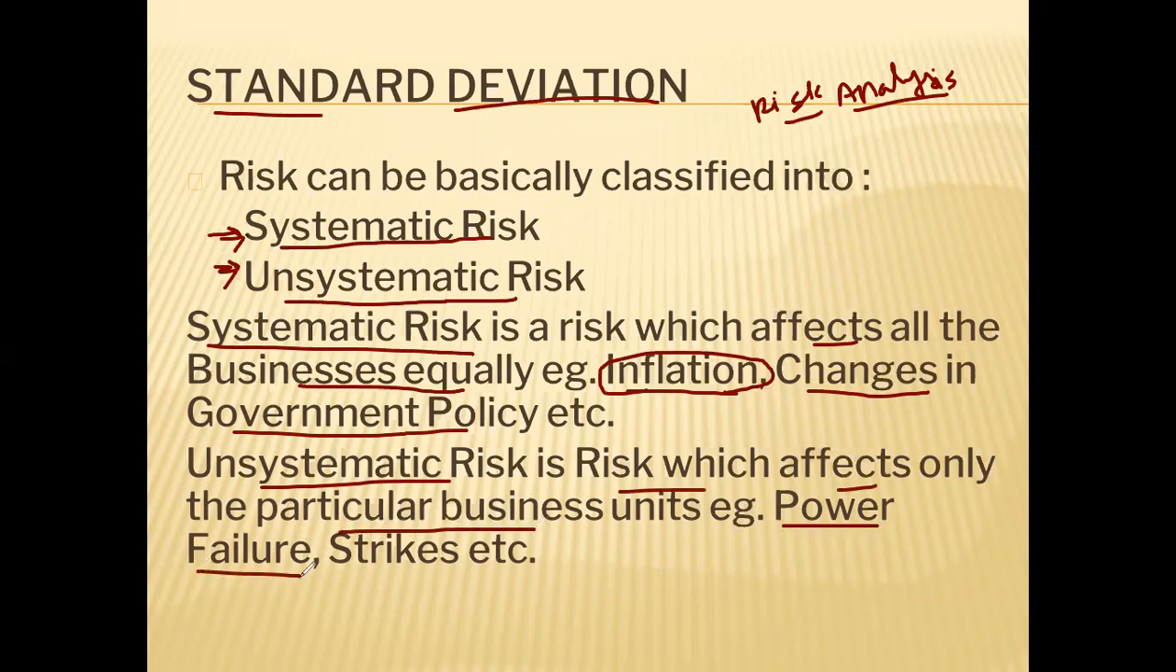So in ABC Limited, if there is a power failure, it will not affect XYZ Limited. Similarly, if there is a software failure in the company, then it will affect only that particular company. Such types of risk are known as unsystematic risk. Strikes: if in one company XYZ a strike is there, it will not affect ABC. So risks which are related to only an individual business or particular business unit are known as unsystematic risk, and those which affect all businesses are known as systematic risk.